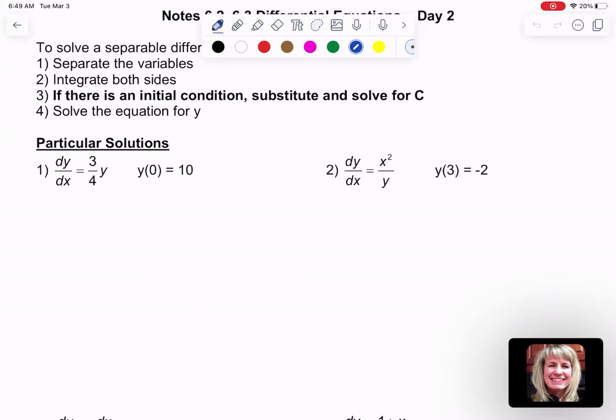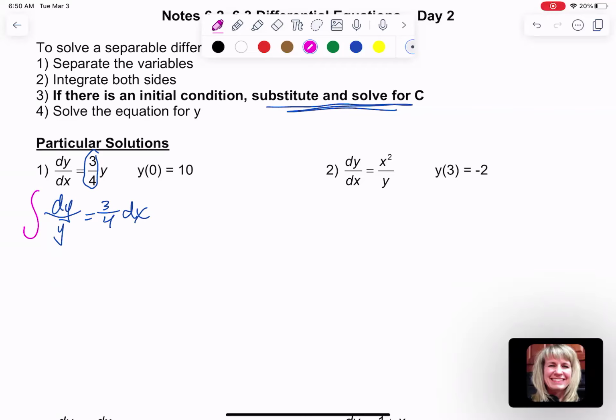The extra step that we're going to be doing is we're going to substitute and solve for C. Whatever your initial condition is, you're going to be substituting that in. So we're going to get our y's on one side, our x's on the other side. So to do that, you'll have dy over y equals 3/4 dx. Now, if there's a constant here, I usually leave it on the right-hand side and move the dx with it. I don't move it over with the y. Okay, so now we're just going to go ahead and integrate both sides.